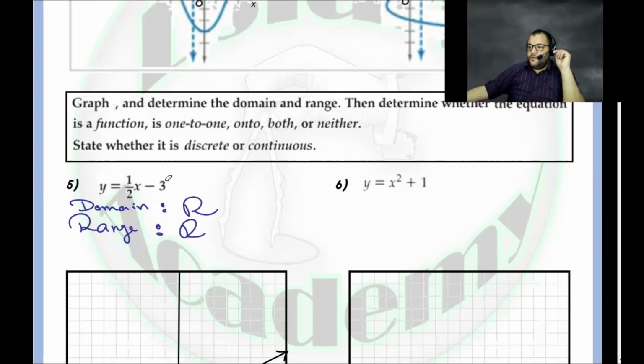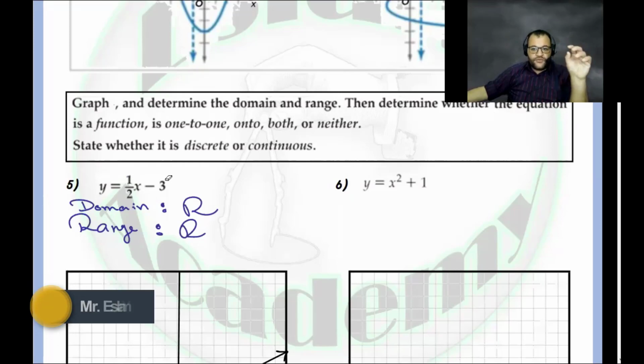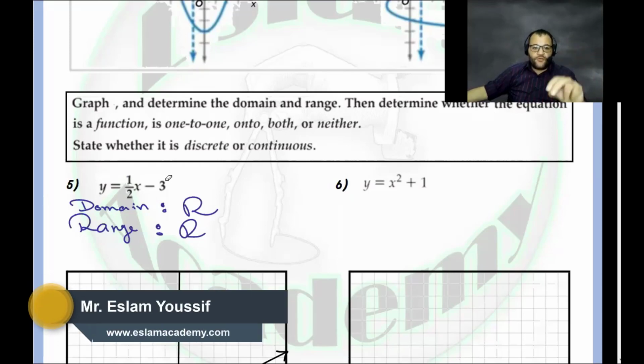It will not be 1-to-1. This one will be 1-to-1. Any problem? This one will be 1-to-1, because for each value of x, there is a unique value of y. There's no repetition. Okay, now we need onto.